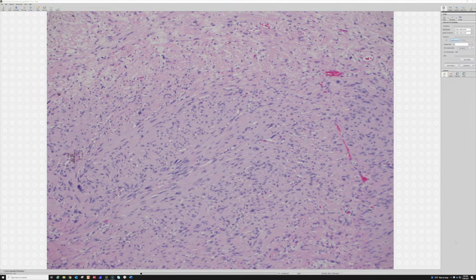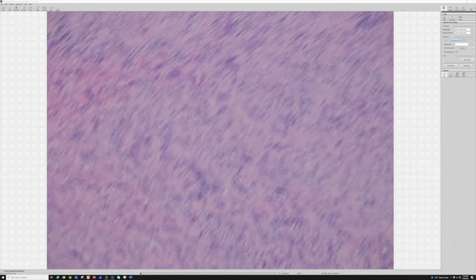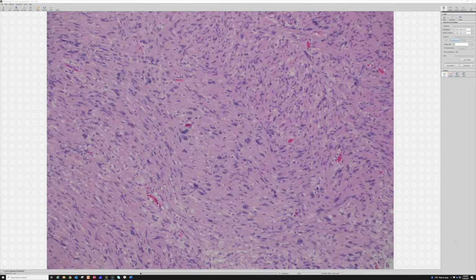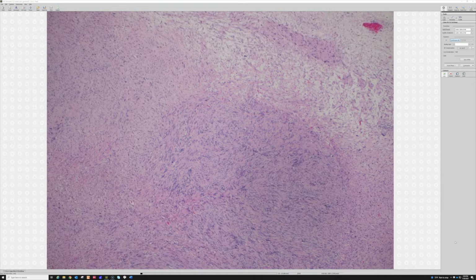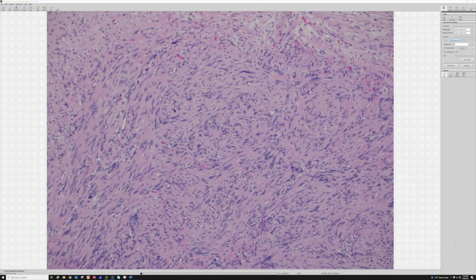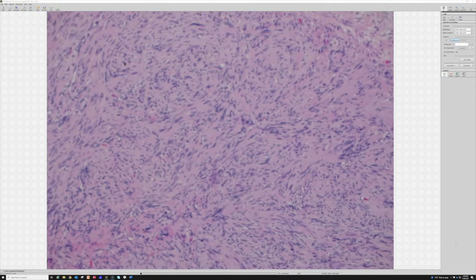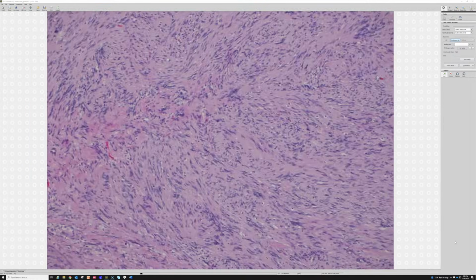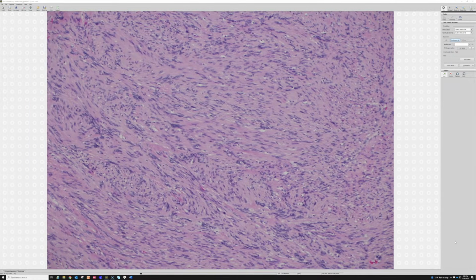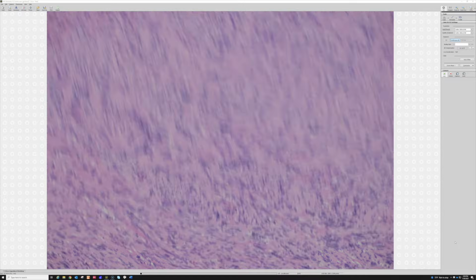See? That's palisading. But if you don't like that, then let's find the really good palisading, the stuff that the books have. That's what people want to see. That's a little bit more convincing, huh? Mm-hmm. That's a line right there. That's a palisade. So, okay, what do we call these structures? We call these Verocay bodies. Yeah, it's nice parallel palisaded nuclei.